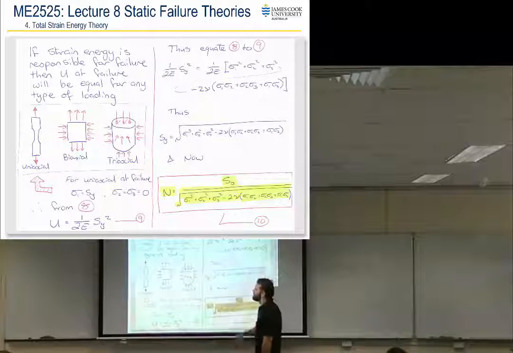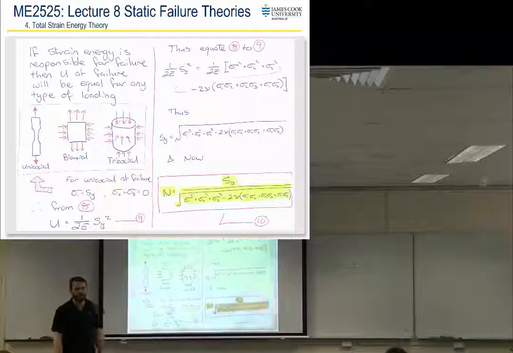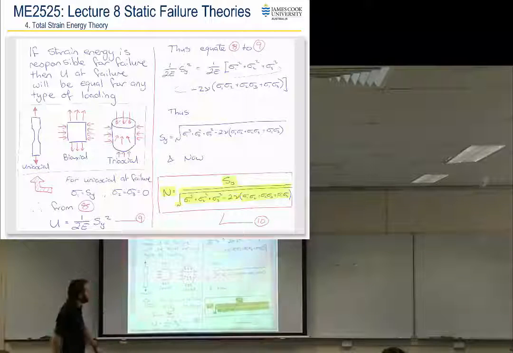And if U is the same for everything, obviously we're not going to do some crazy complicated triaxial test. We're going to do the one that we really like, the dog bone test that we can do in our instrument lab down here. And we're going to calculate U from that. And then that's the U we're going to use for our failure criterion, right? So let's do a uniaxial test.